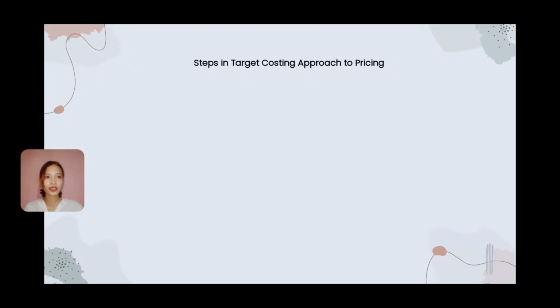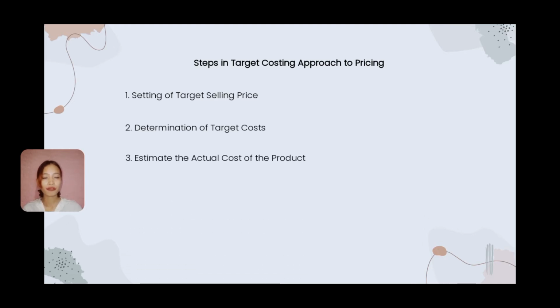Steps in the target costing approach to pricing. First step is we have to set our target selling price. Second is we have to determine our target cost. Third step is we have to estimate the actual cost of the product. And the last step is the comparison of estimated cost with actual cost.